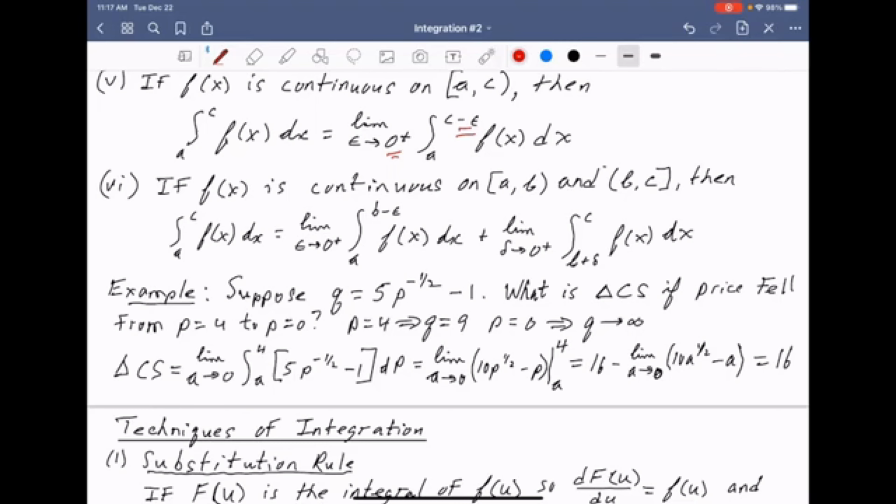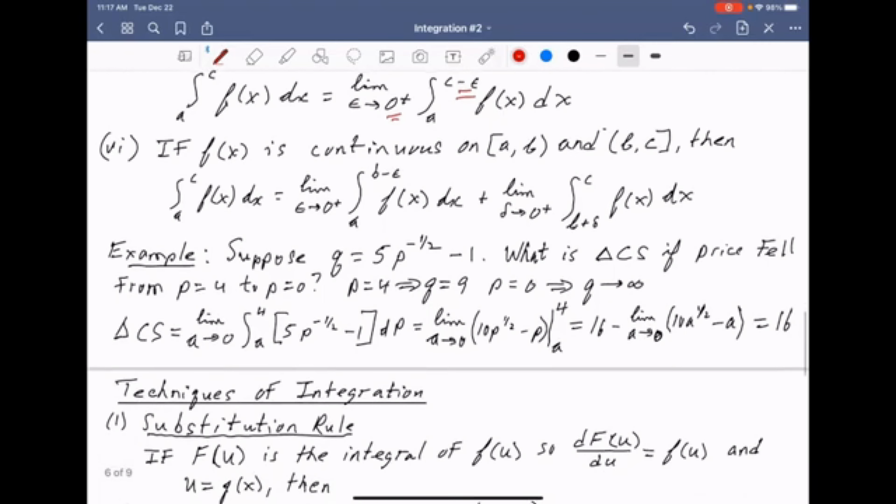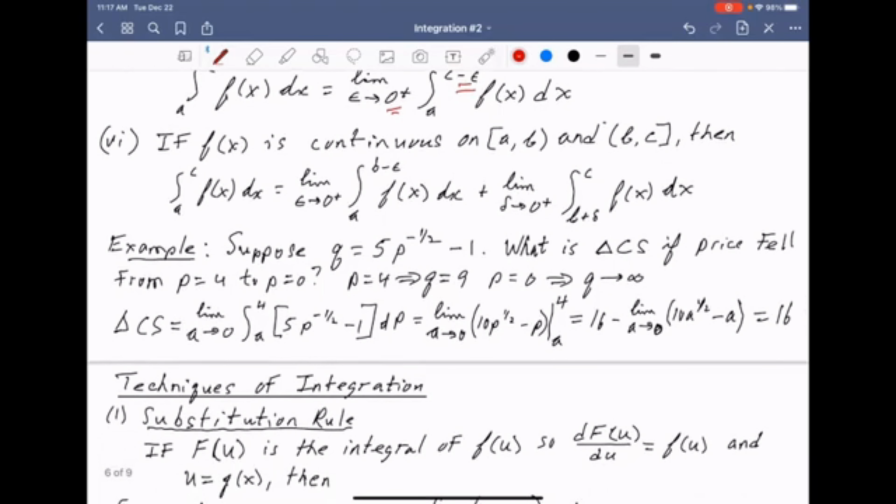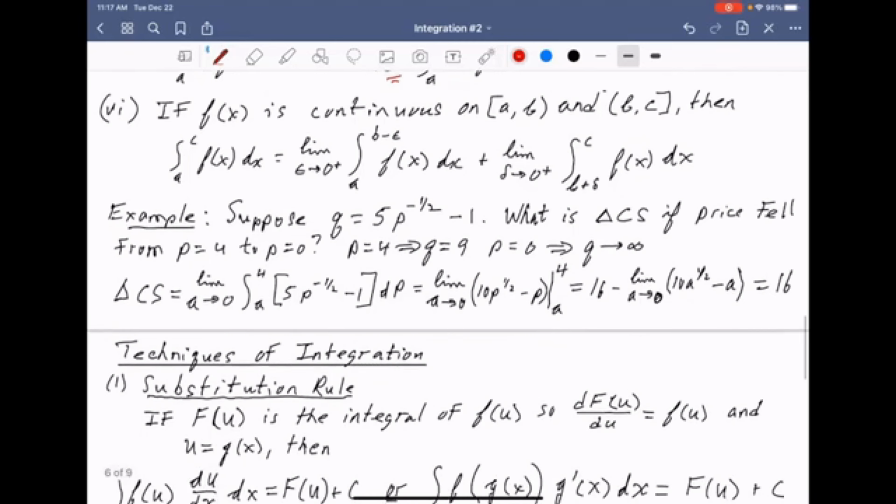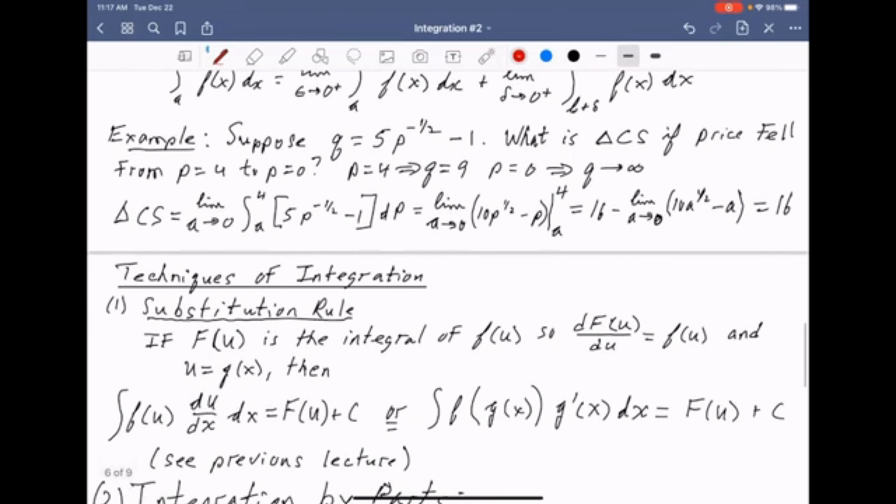Suppose that q is p to the minus 1/2 minus 1. What's the change in consumer surplus if the price falls from p equals 4 to p equals 0? In that case, we calculate the change in consumer surplus to be 16. But we can look at it a little differently later on.